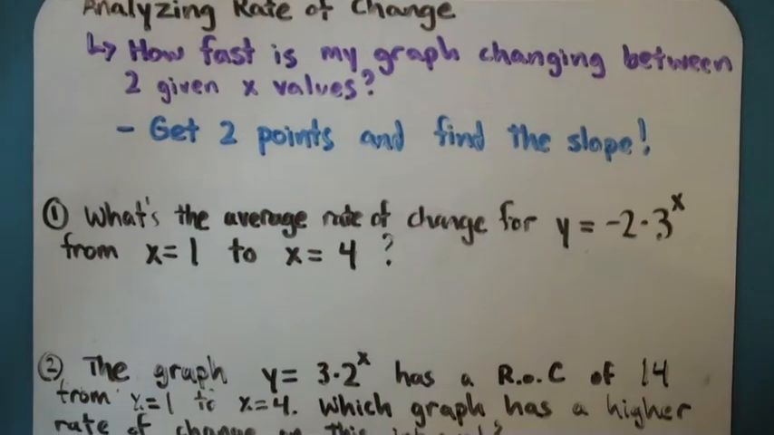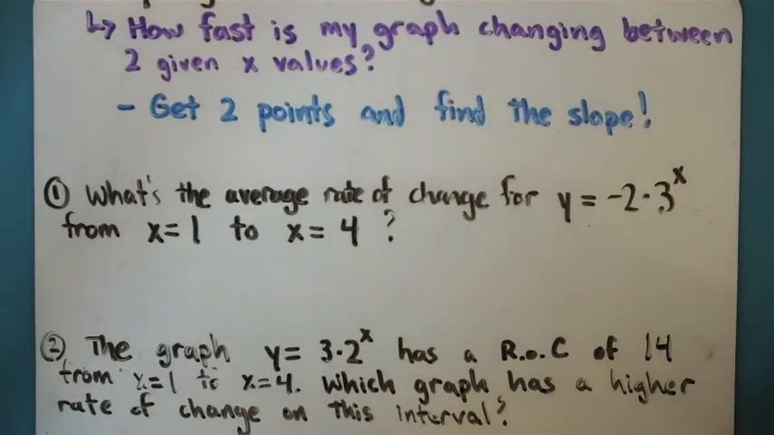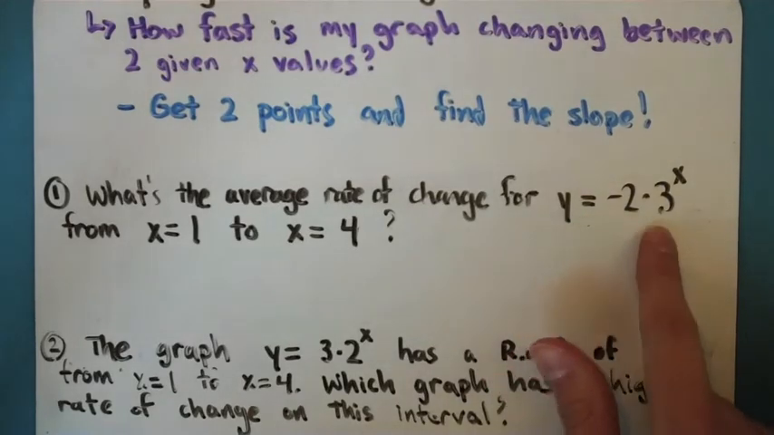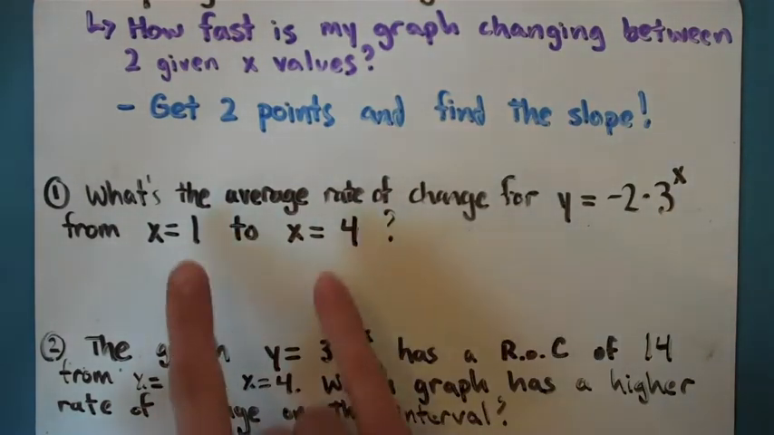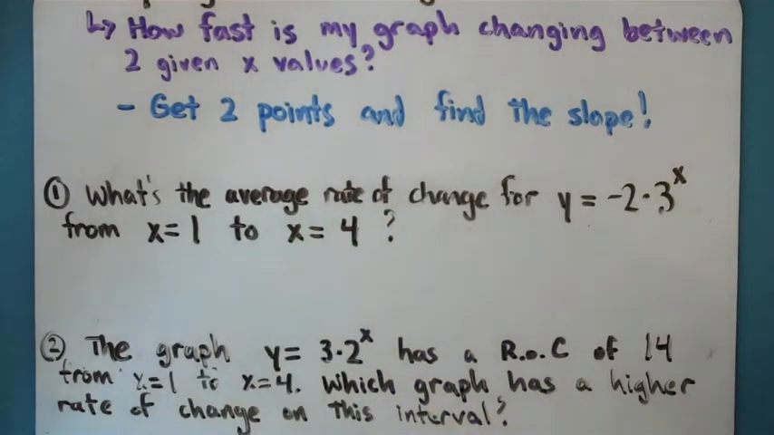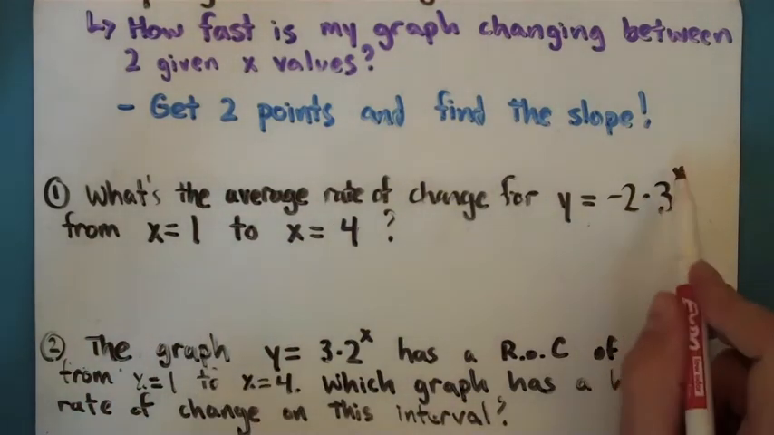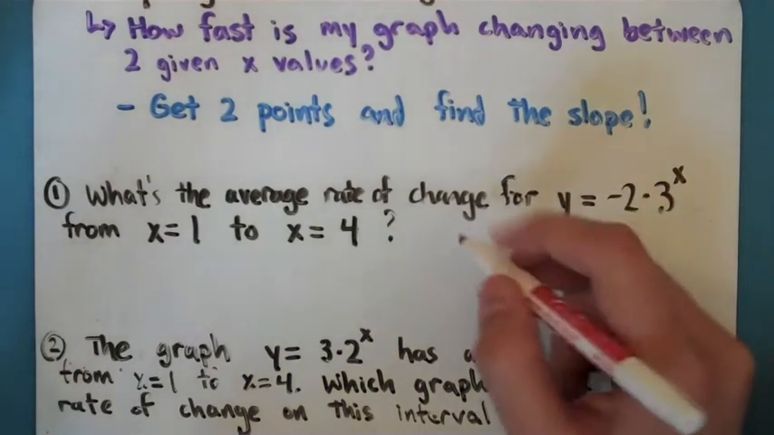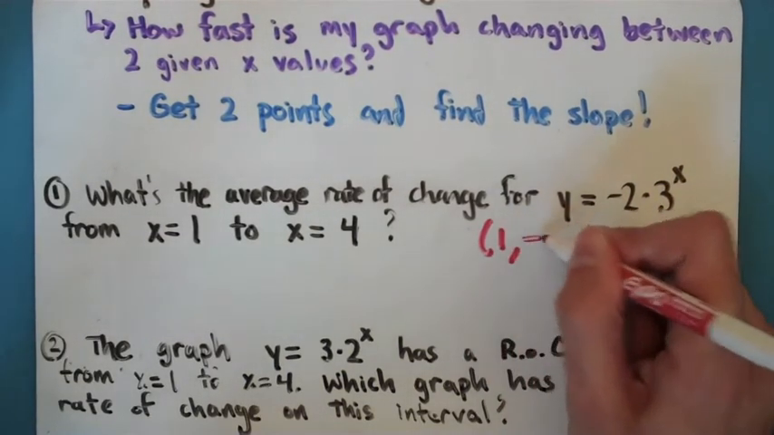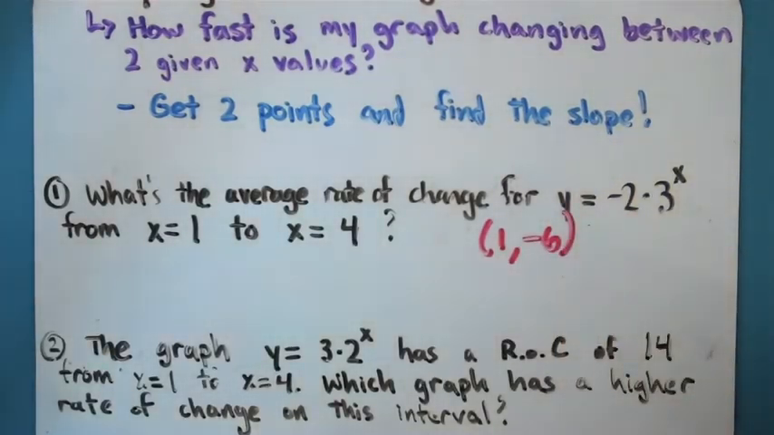So for our first example here, all I'm asking for is the average rate of change for this equation from x equals 1 to x equals 4. So over that time span, and they have to give you two different x's like this, otherwise you can't find the rate of change. We need to find 2 points on the graph using those x values, and then find their slope. So if you plug in a 1 for x right here, you're going to do negative 2 times 3 to the first. You will get out a negative 6. So 1 comma negative 6 is on the graph.